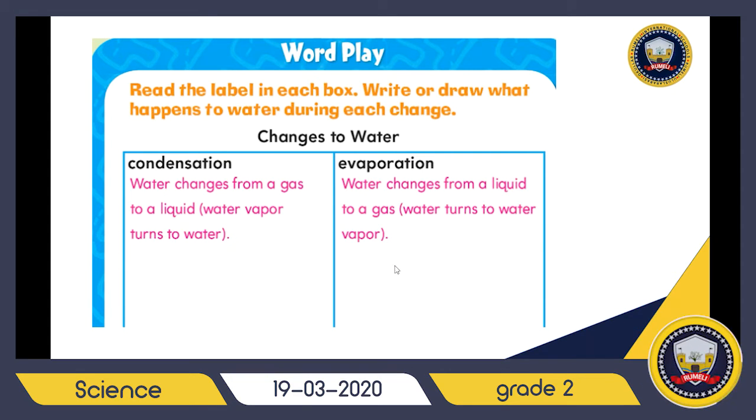Okay, do you see the next one on the right? Evaporation. What is the meaning of evaporation? It means water changes from a liquid to a gas. It means water turns to water vapor. So in condensation, water vapor turns to water, and in evaporation, water turns to water vapor. Okay, let's see the next one.